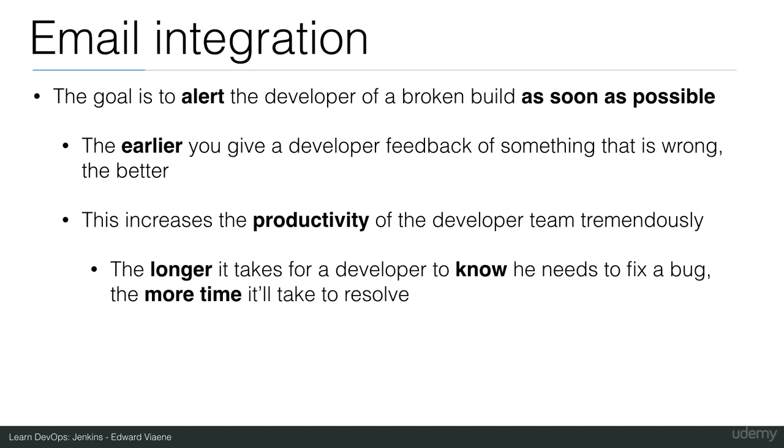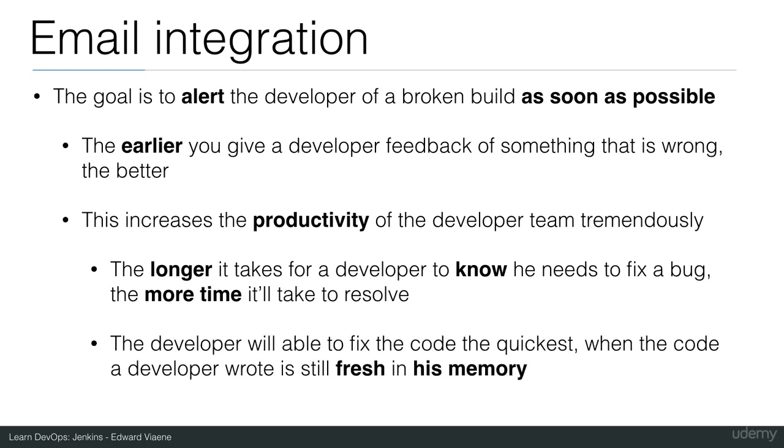The longer it takes for a developer to know he needs to fix a bug, the more time it will take him to resolve that bug. The developer will be able to fix the code the quickest when the code a developer wrote is still fresh in his memory. So this is kind of a no-brainer. The more quickly you give the developer feedback, the more quickly he will be able to resolve it.